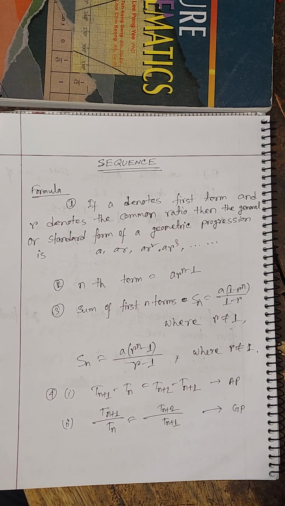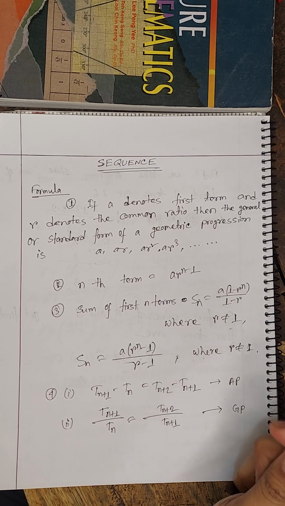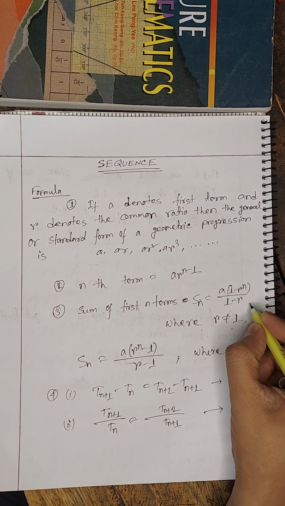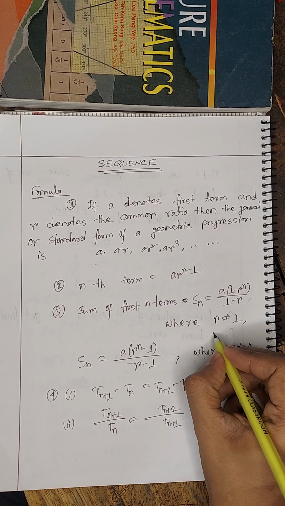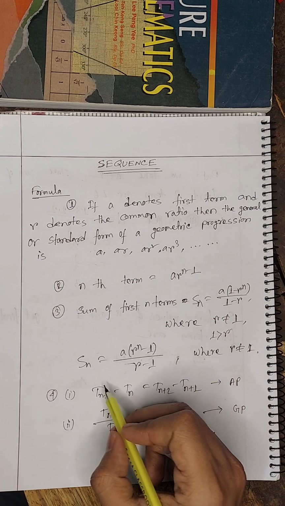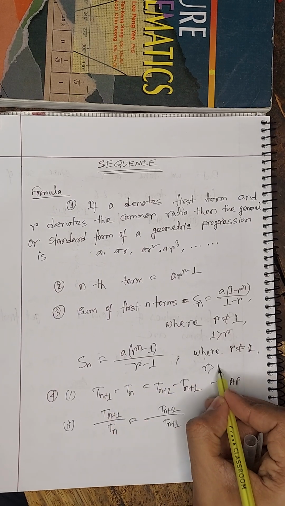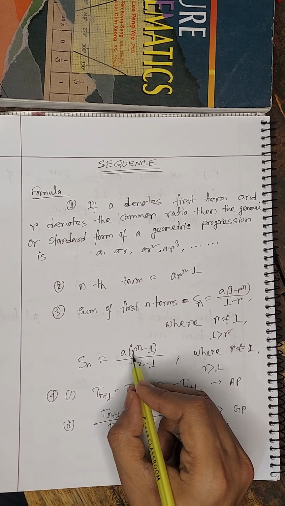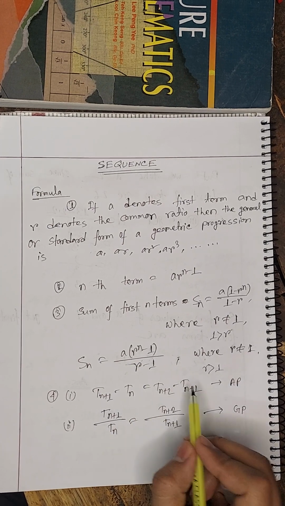And if R is not equal to 1 and also 1 is greater than R, and if R is greater than 1, then the formula will be A times R to the power n minus 1 divided by R minus 1.